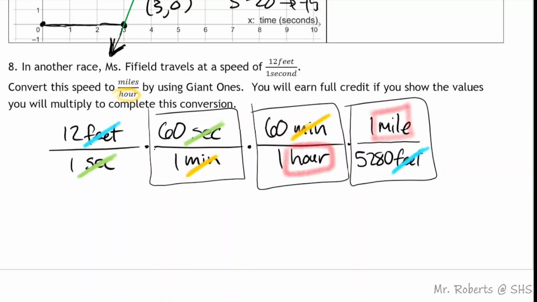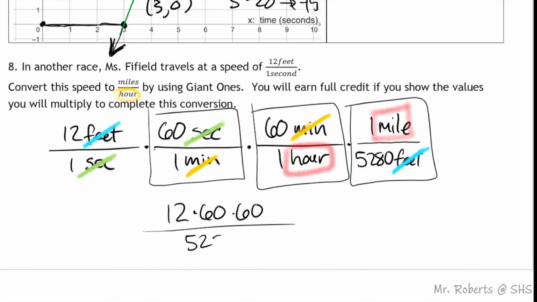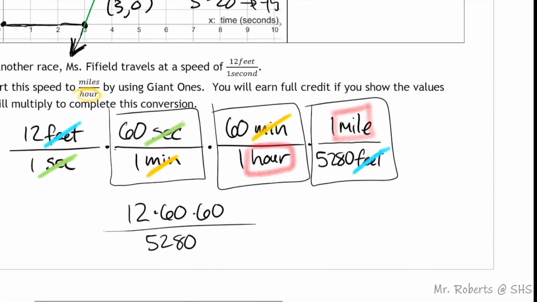Now, what is the answer? Well, in my numerator, I've got 12 times 60 times another 60. And in my denominator, I've got 5280. So I think my calculator is calling me. Let me grab the calculator.